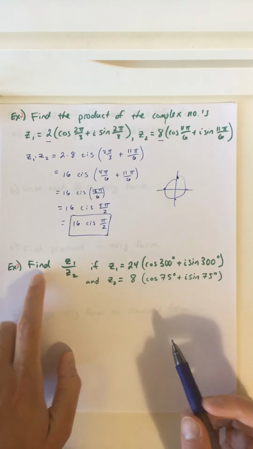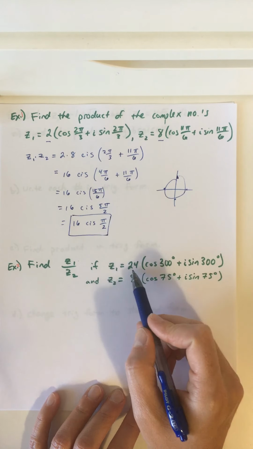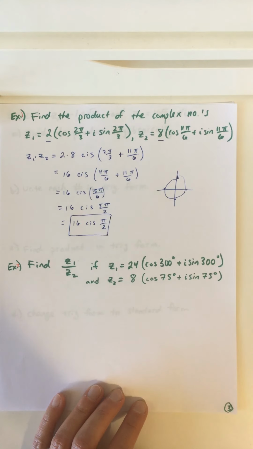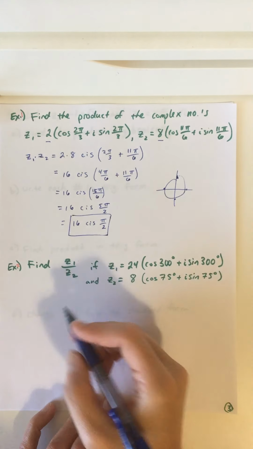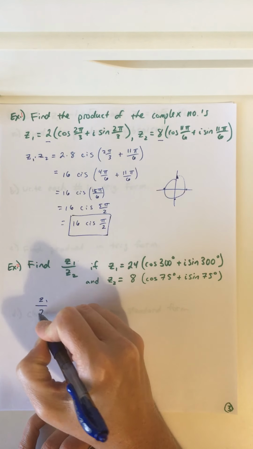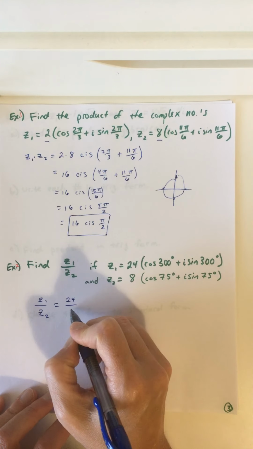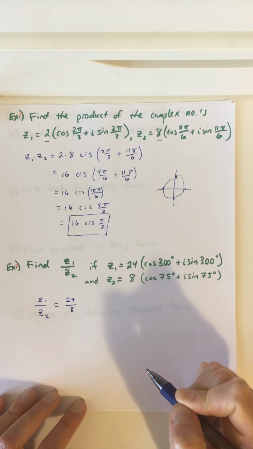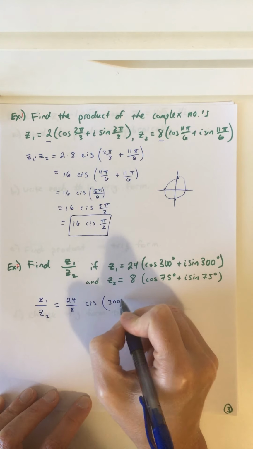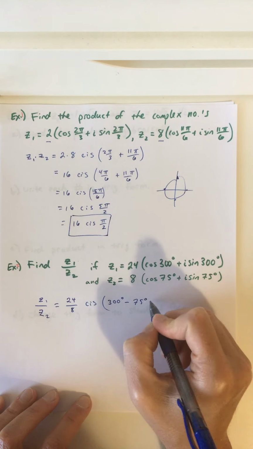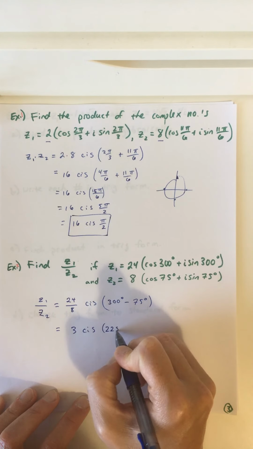Here's a second example. We're asked to find z1 divided by z2 if our first complex number is 24 times the cosine 300 degrees plus i sine 300, and our second complex number is 8 times this. Well, we're asked to divide, so z1 divided by z2. We're going to take the quotient of the two radii, 24 divided by 8, cis, and then we subtract the two angles, 300 degrees minus 75 degrees. And simplifying, we get 3 cis 225 degrees.